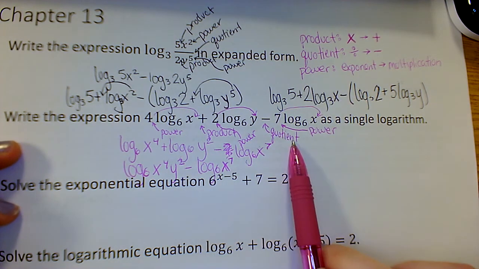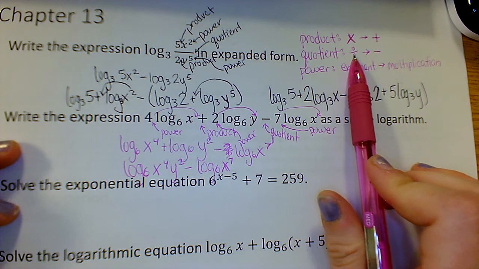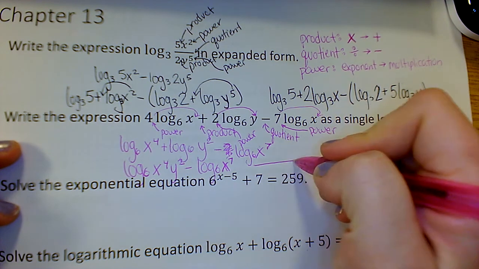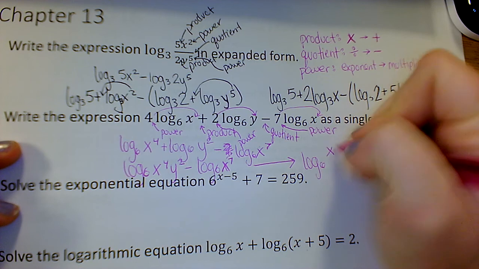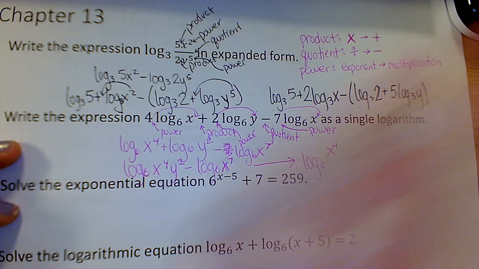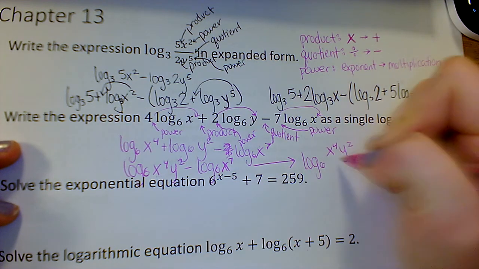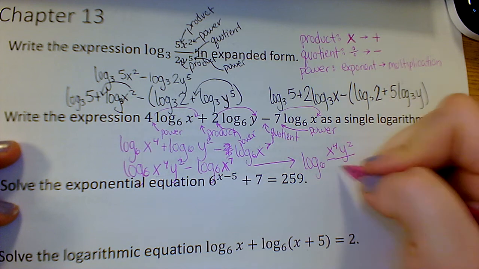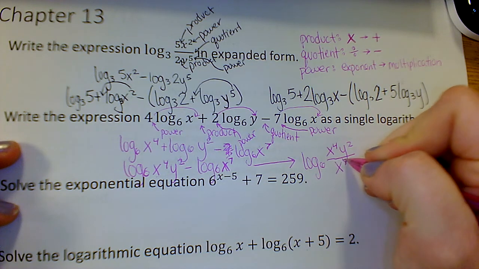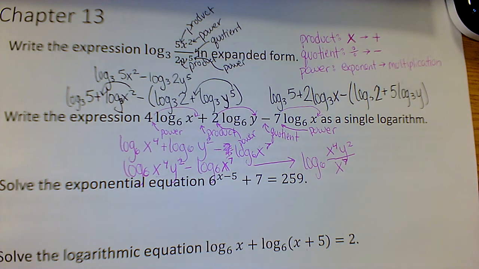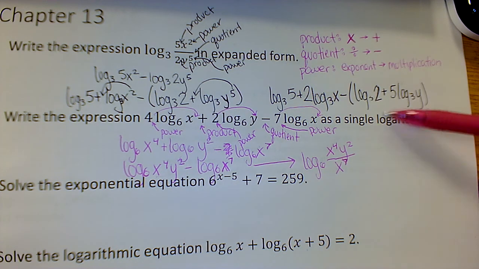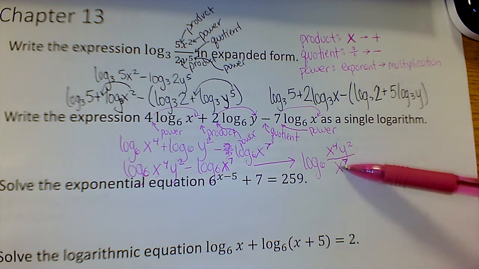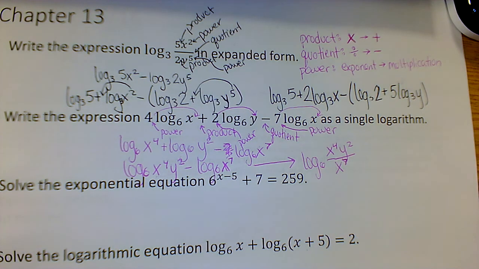And then the last thing to take care of is the quotient. That subtraction will turn into division. And so when I go over here to write my final answer, I've got log base 6. The first argument, this part, is my numerator, and divided by the second argument will be my denominator. Okay, so there we have an example of both expanding, here to here, and then writing as a single log, right, condensing it from here to here.